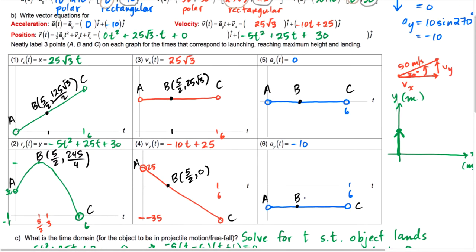In fact, it's not a bad idea to give the units for each of these axes. We have meters for both the x and the y position components. We have meters per second for the velocity components. And we have meters per second squared for each of the acceleration components.